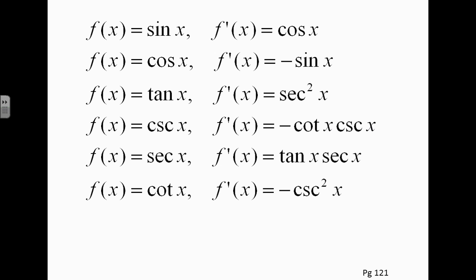Write this down as a side note. This will save you probably 20 to 25 points throughout the entire year. The derivative of any cofunction is negative. The derivative of cosine is negative sine. The derivative of cosecant is negative cotangent cosecant. And the derivative of cotangent is negative cosecant squared.